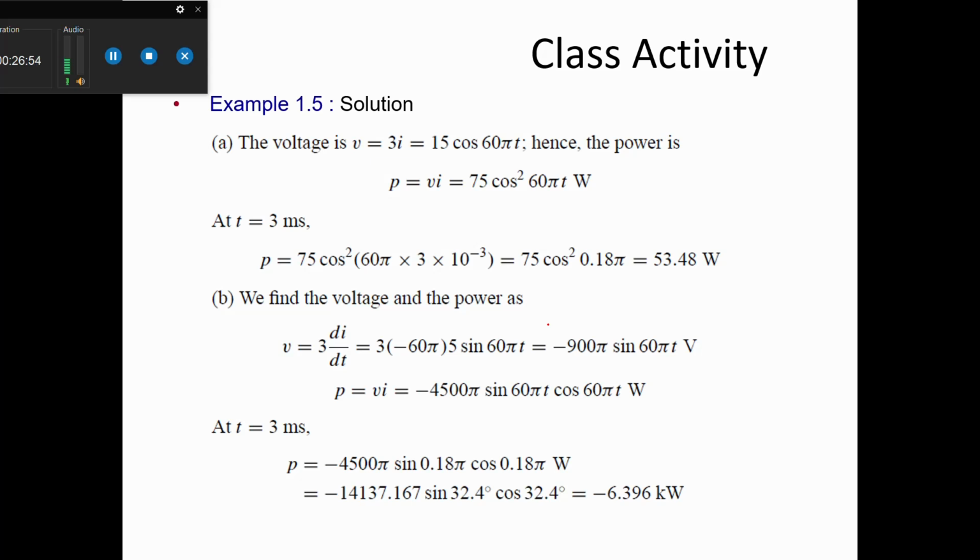So at t equal to 3 millisecond, we have 75 cos square 60 pi, and we put t equal to 3 millisecond, and we get this answer: 53.48 watt. We'll also use a calculator to see how to get this answer.